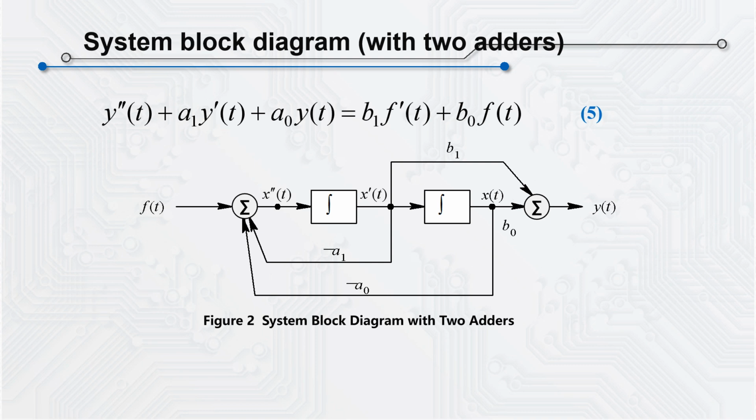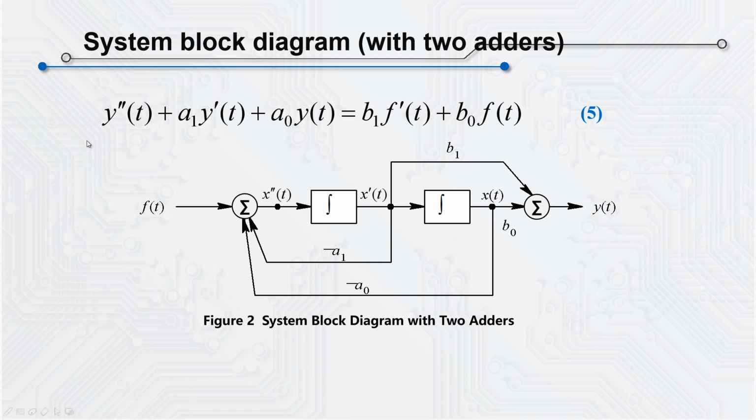The input of the adder at the output end is from xt, and x equals t times b1. Here, xt is a variable we set to get the input and output relationship of the system block diagram. Similarly, the output of the adder at the input end is x double prime t. The input is ft. x prime t enters the adder after a1's scalar reverse. xt enters the adder after a0's scalar reverse.